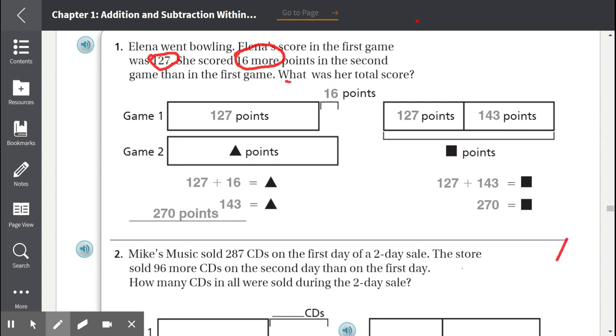And we always underline our question. What was her total score? And we circle the word total. Total is a keyword that tells us to add. So we put a plus sign up here because we know we're going to be adding. So let's begin solving our problem.